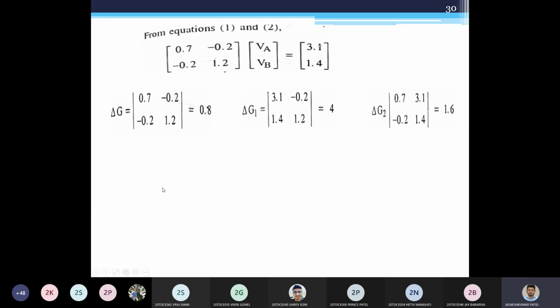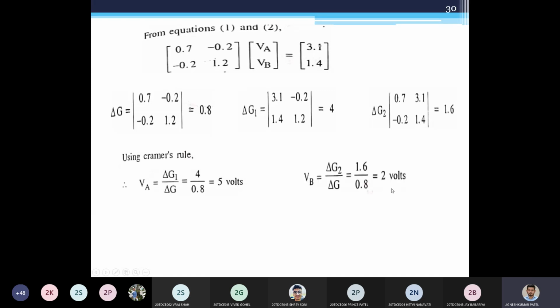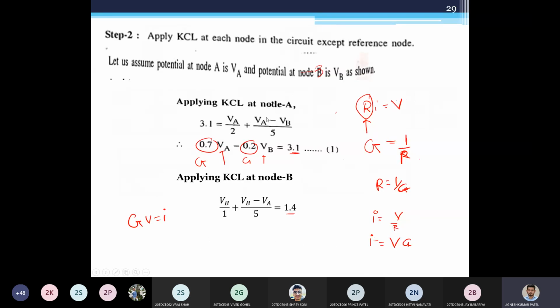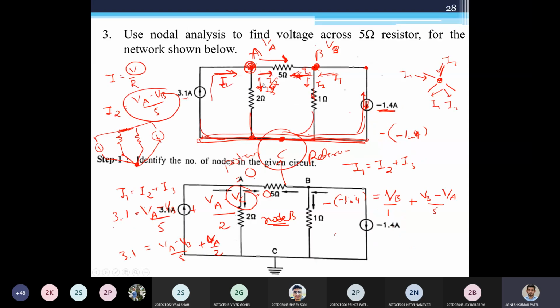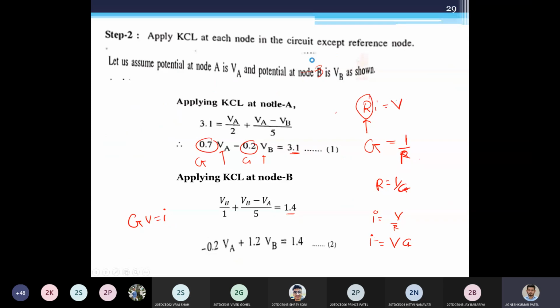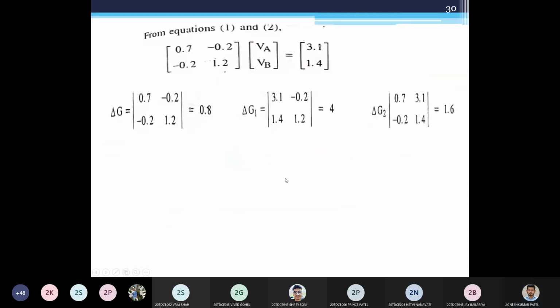Now from this I can get my VA value. What would be the VA? VA is equal to delta G1 divided by delta G. So VA is 5 volt and VB is 2 volt. Okay, now VA and VB are found out. So see, where are VA and VB? VA and VB are here. I have found out these two values. This is 5 and this is 2, I guess. Let me check that again.